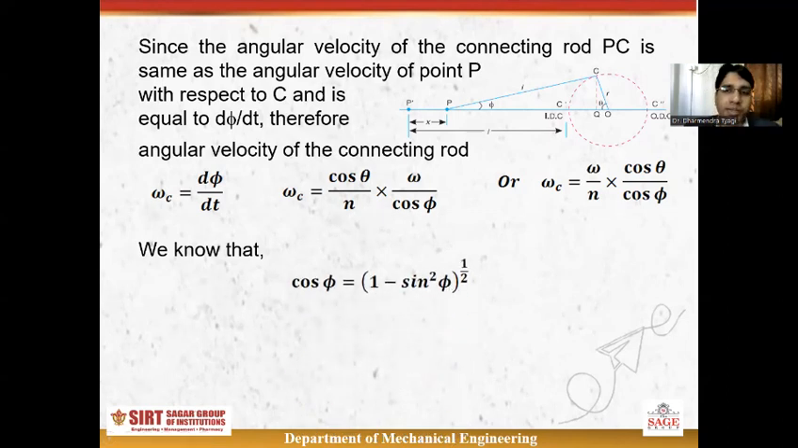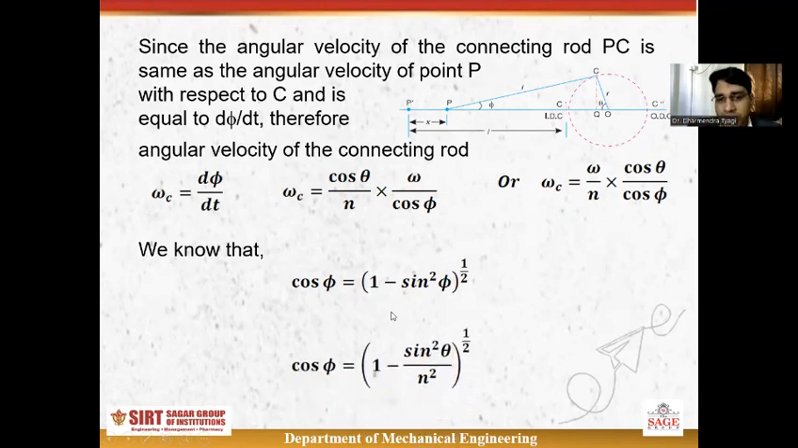It can also be written like this: sin φ is equal to (1 minus k sin²θ) raised to power 1/2. We derived the value of cos φ in the previous video lecture, and the value of cos φ equals (1 minus sin²θ upon n²) raised to power 1/2. Substitute this value in the above equation, that is ωC equals ω upon n into cos θ upon sin φ.